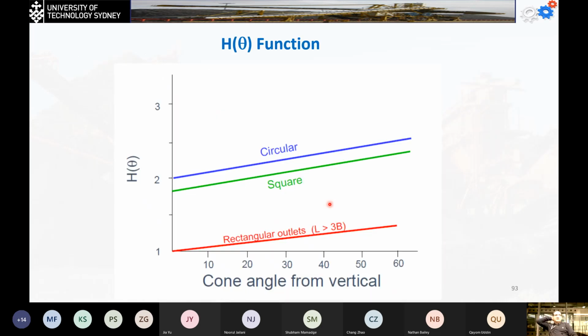The H theta function is going to be different depending on the shape of the outlet. For the circular, it's going to be the highest. For the square, it's going to be less. And for the rectangular outlets, where the length is more than 3b, it is going to be the least.